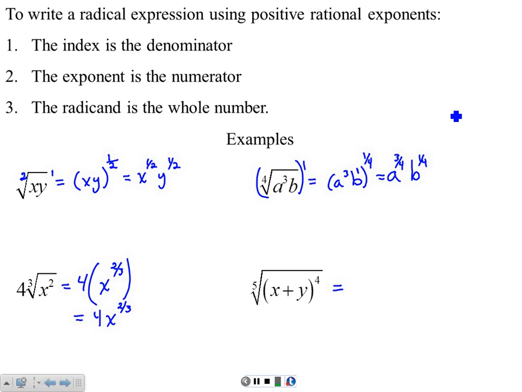Alright, so for this one, this time our base is going to be that group of x plus y, and it's going to be raised to the 4/5 power, power over index. So you have x plus y raised to the 4/5 power. So what is the difference between this one and this one? This one, since it's straight multiplication, I could distribute that 1/4 to both of these factors. But this is addition, and you cannot distribute a power over addition or subtraction. So this one has to stay like this. That is going to be your answer. So be very careful with that.